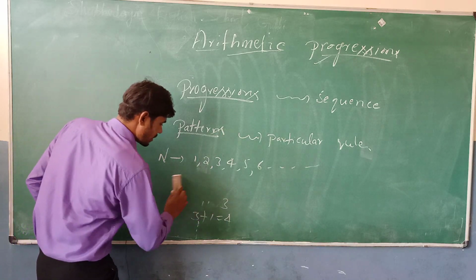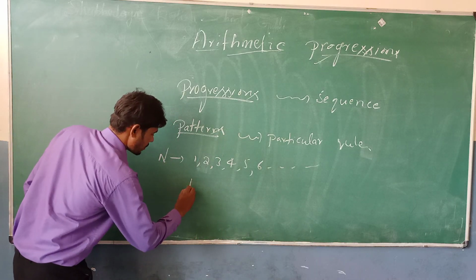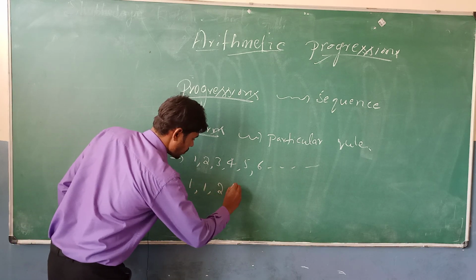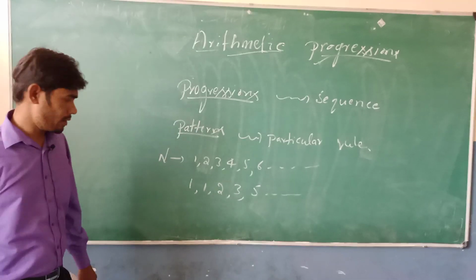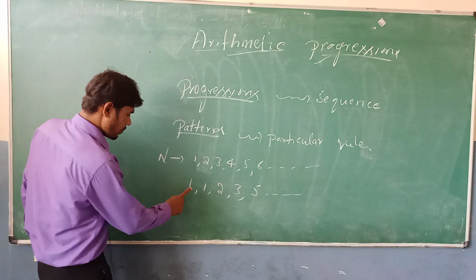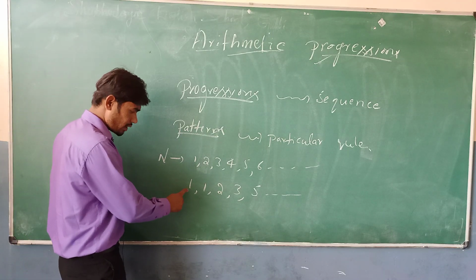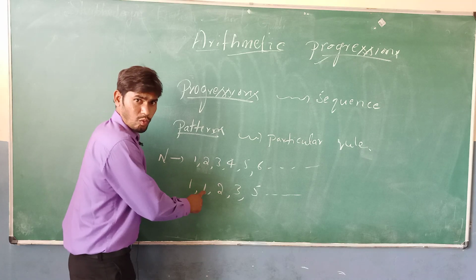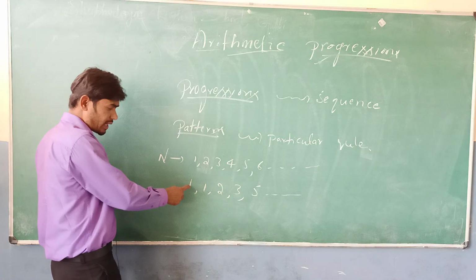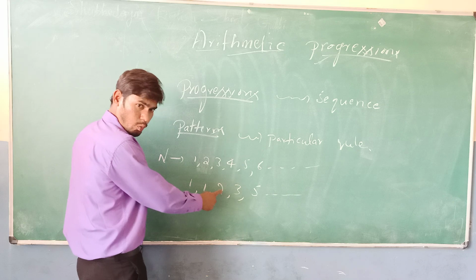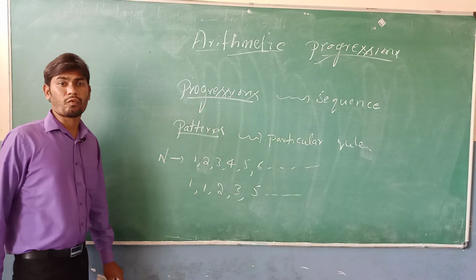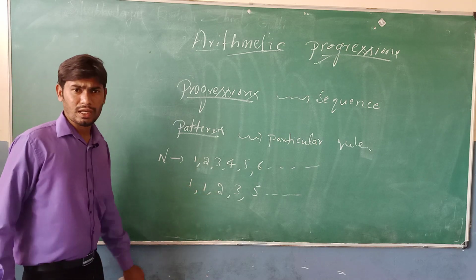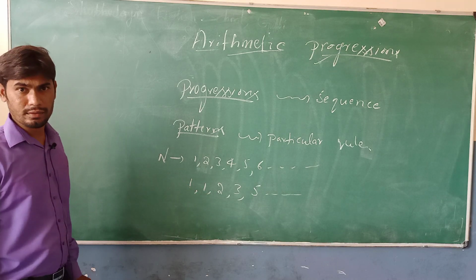Another one: 1, 1, 2, 3, 5, and so on. This is also a pattern. Here we add 1 plus 0, and we get the second term, 1. Then 1 plus 1, we get 2. 2 plus 1, we get 3. 3 plus 2, we get 5. This is also one type of pattern.